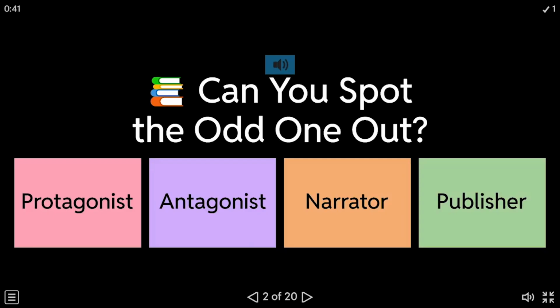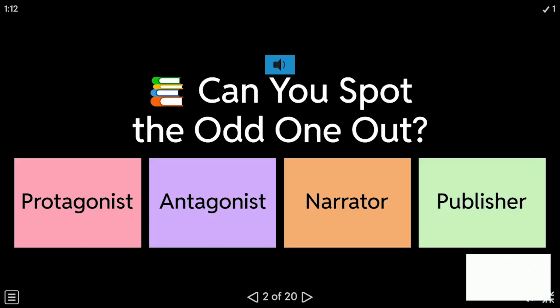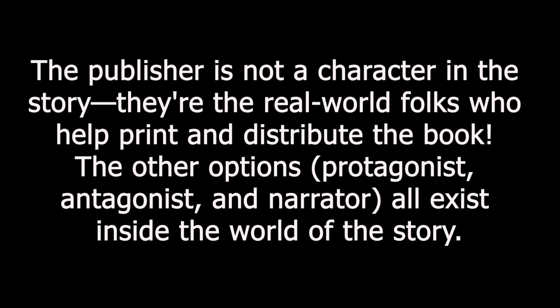Can you spot the odd one out? Protagonist, antagonist, narrator, publisher. The correct answer is publisher. The publisher is not a character in the story, they're the real-world folks who help print and distribute the book. The other options, protagonist, antagonist, and narrator, all exist inside the world of the story.